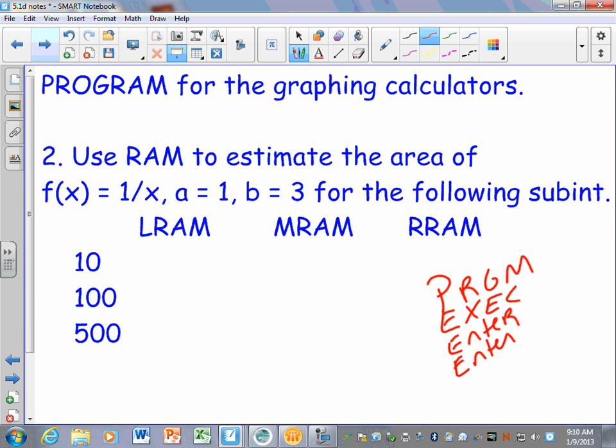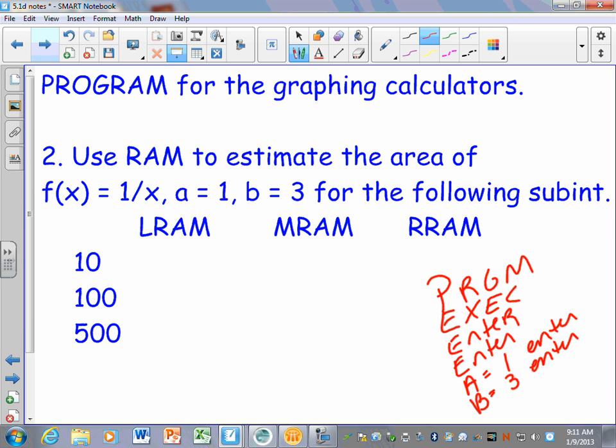And it asks you, what is A? A is the endpoint from A to B. So enter A, and in this case, we're going to enter 1. So you just enter 1 and hit enter. And then it asks you B. B is the other endpoint. So in this case, we would put 3 and we would hit enter.